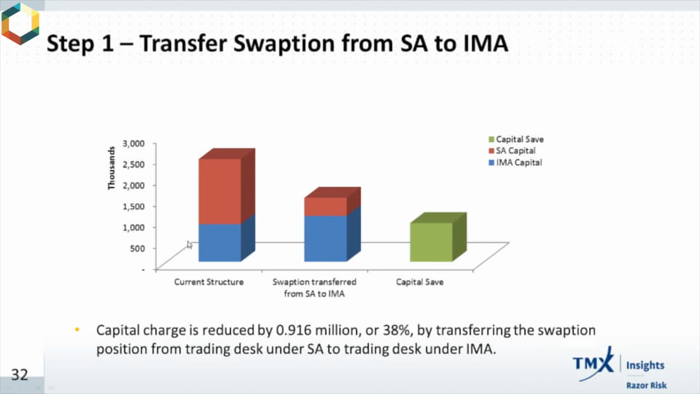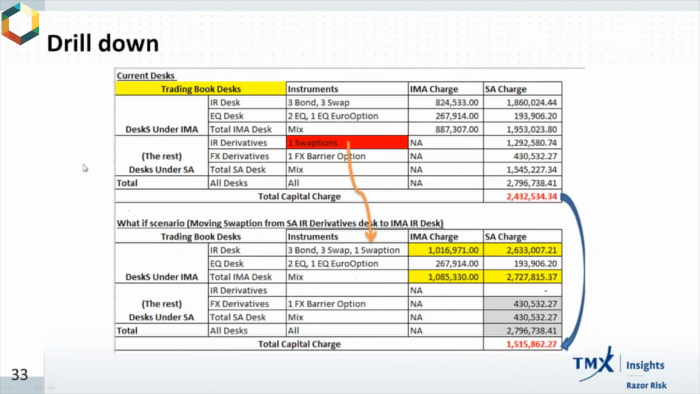And here are the results. IMA capital increases, but SA capital decreases significantly. So the total capital charge is saved by 0.9 million. So the first try did work. It did save some capital. And this is the detailed drill down showing the capital charge change before and after. By moving the swaption trade, the capital was reduced.